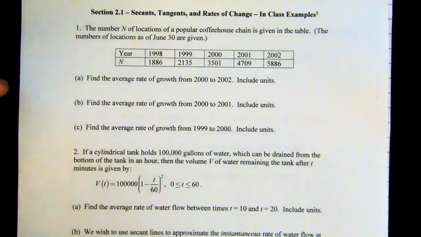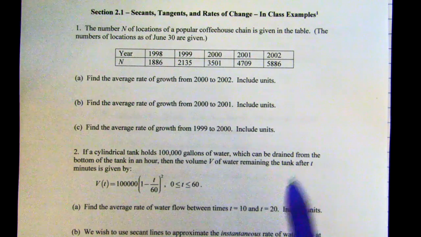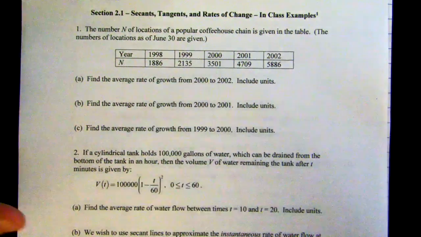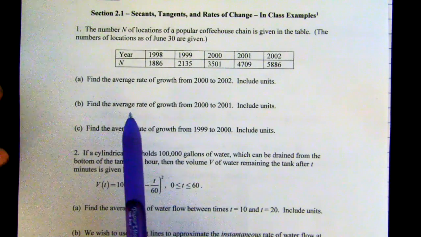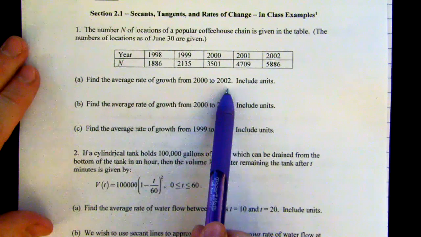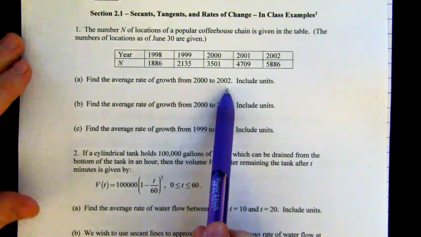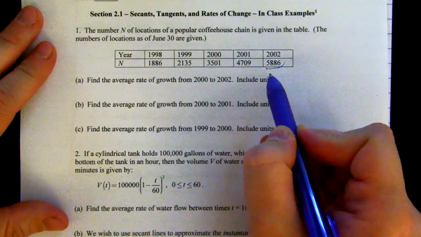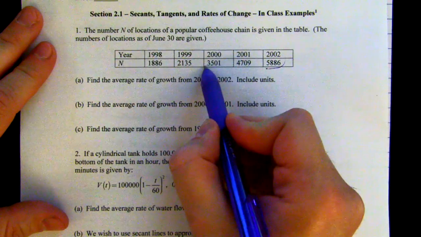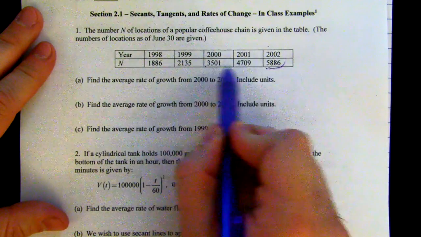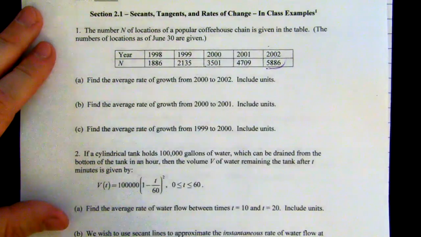In problem number 1, we're told the number n of locations of a popular coffee house is given in the table. Those were the locations as of June 30th back in 1998, 99, and so on. Part A, I want to find the average rate of growth from 2000 to 2002, and I want to include units. Well, here's 2000. Here's 2002. All I'm going to do is kind of find the slope between these 2 points, or also find the change in the number of coffee houses over the change in time.